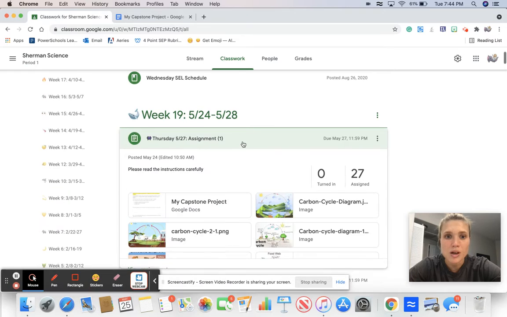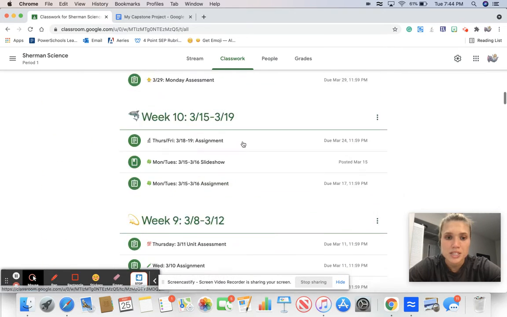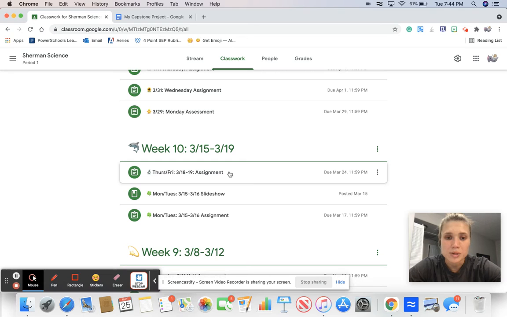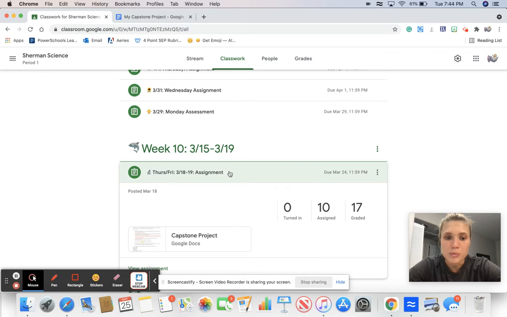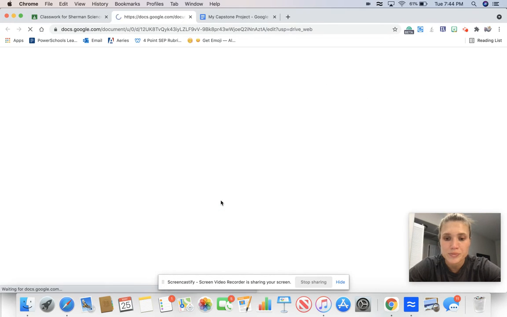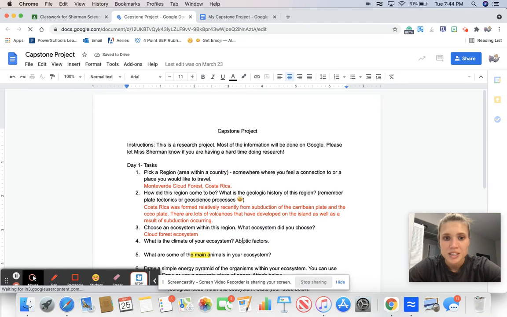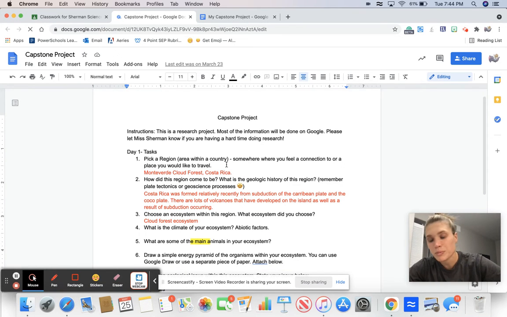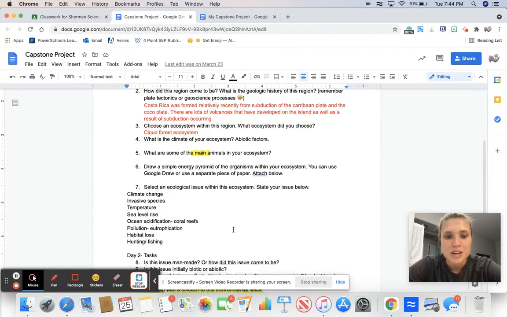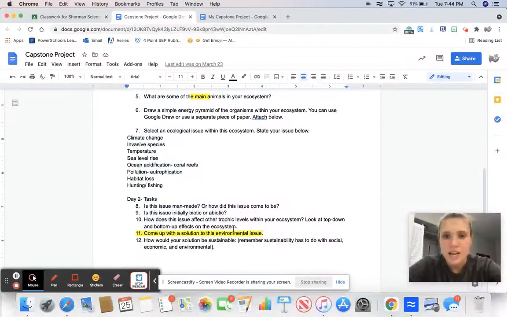We're going to scroll all the way back to week 10 and open up your capstone project. Hopefully this was done. For example, my example ecosystem was Costa Rica, so I'm going to keep Costa Rica as my ecosystem. I listed all my abiotic and biotic factors, so my animals, my plants, the things that are living, and then my non-living things as well.